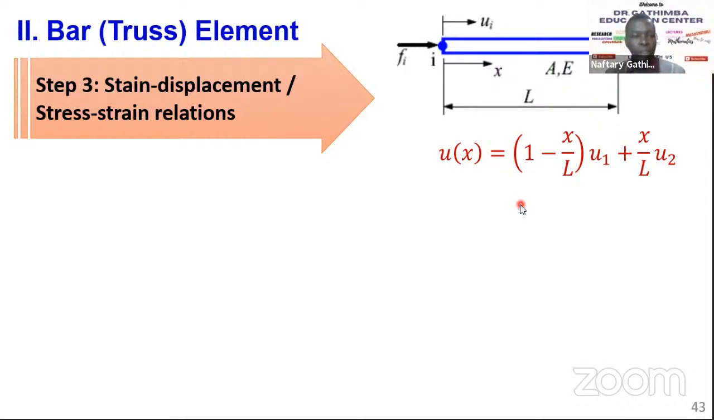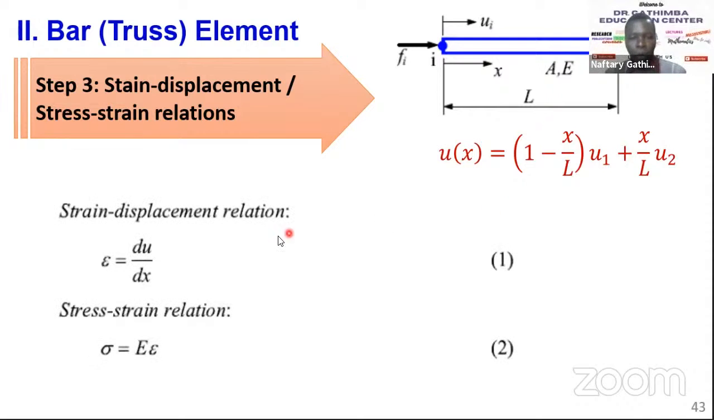Step 3, now we need to define the strain-displacement and stress-strain relations. Remember, we are following the 8 steps. Always, this is the process of finite element analysis. No new steps will come into play. It's all about varying with the different elements. Now, of course, the strain-displacement relation: strain is du over dx. And the stress-strain relation: stress is equal to Young's modulus times the strain, because of the material-based Hooke's law.